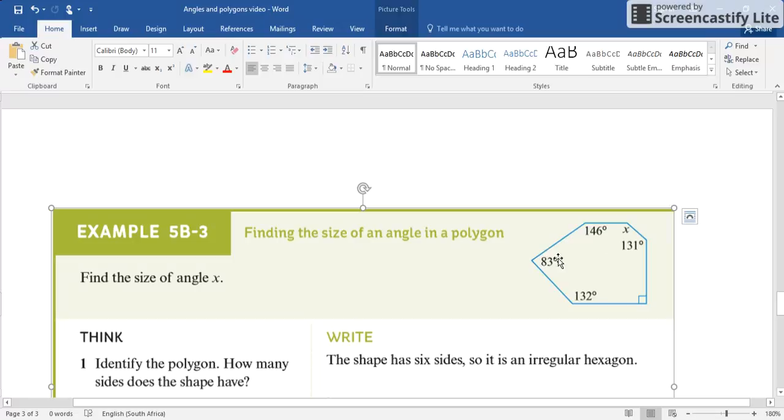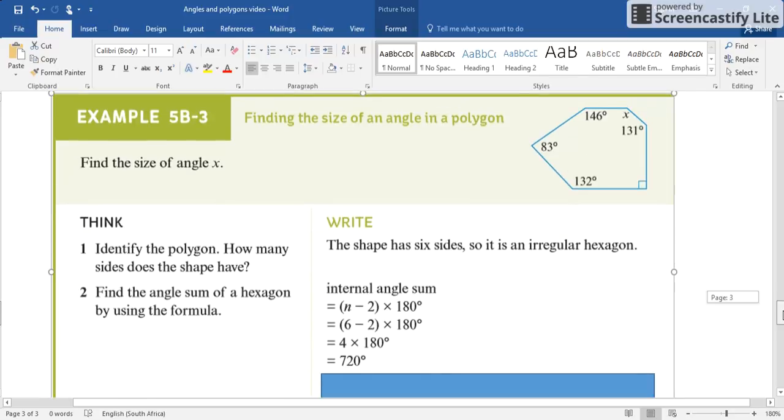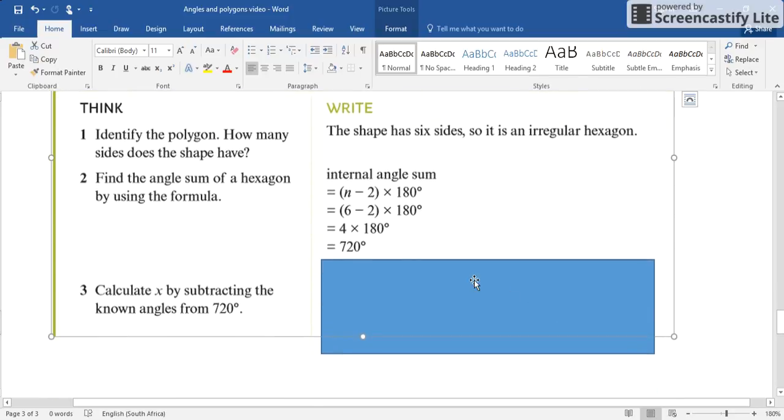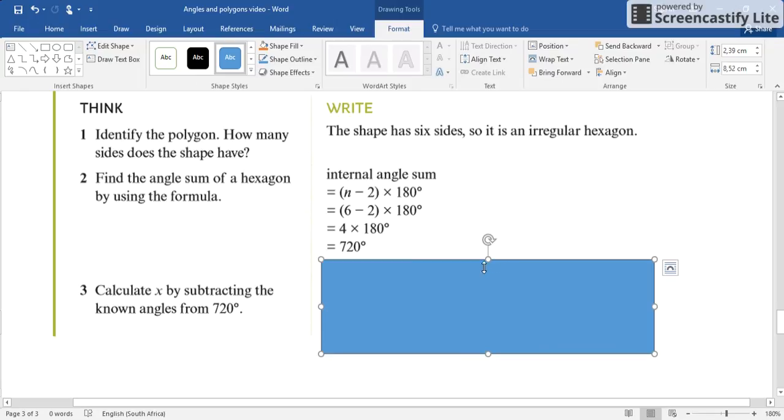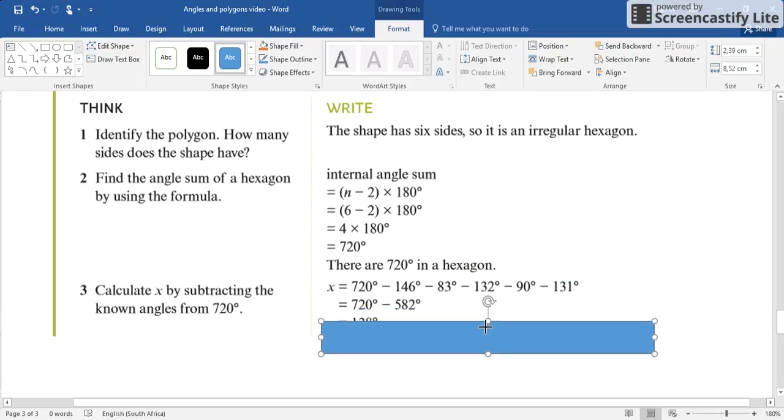So if we add that one, that one, that one, that one, and the 90 degrees together, subtracted from 720, we will get what x is. So calculate x by subtracting the known angles from 720. You do that and you're left with 138 degrees, so you know what that was. All right, go ahead.